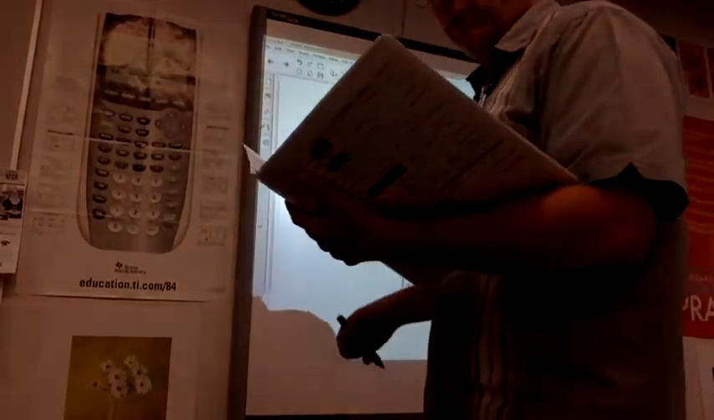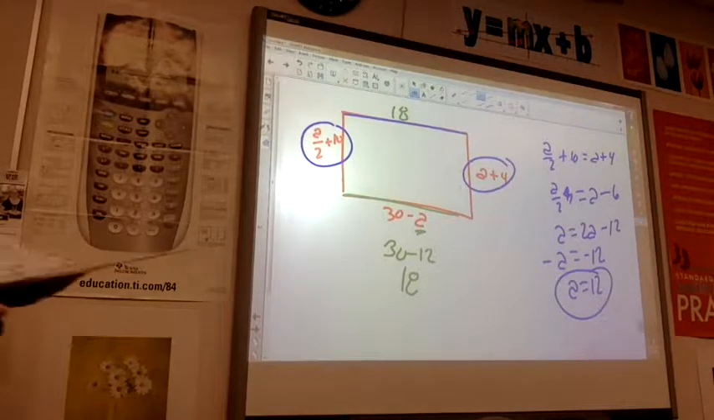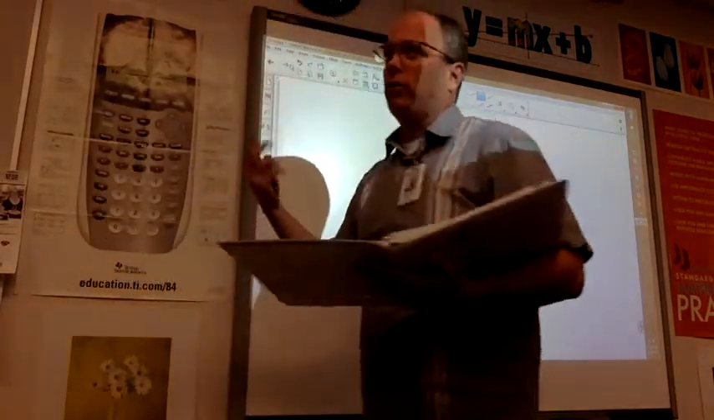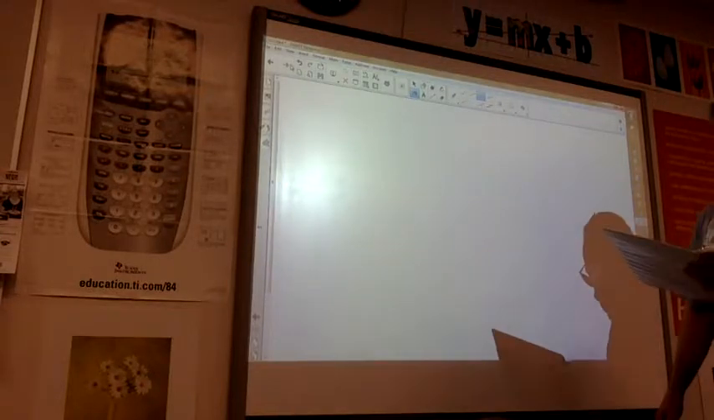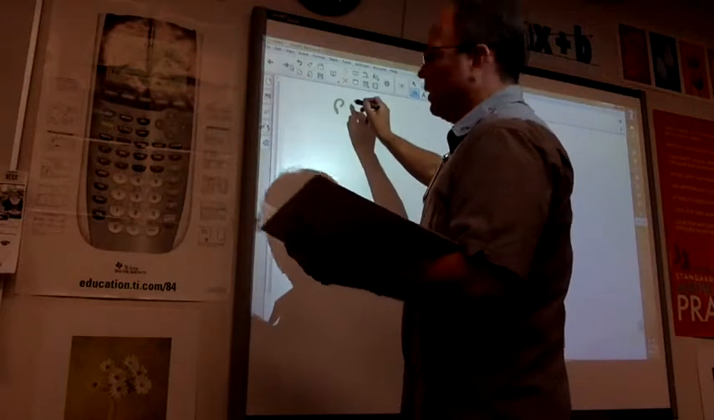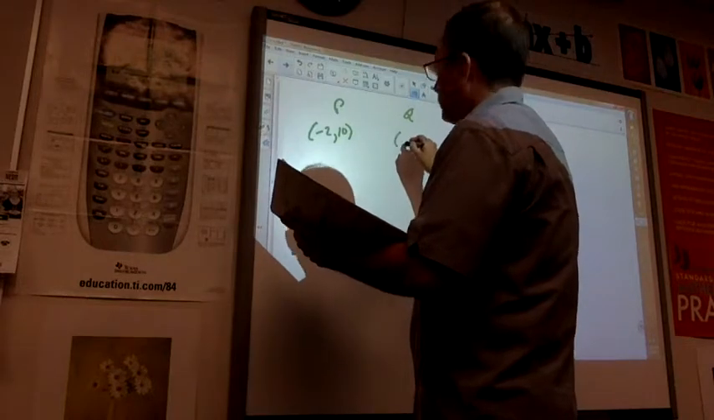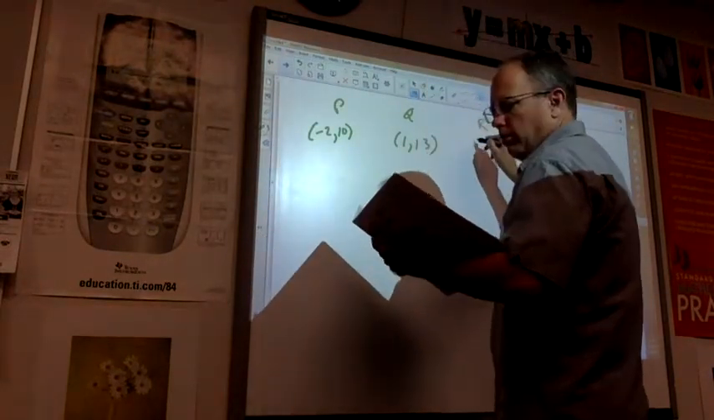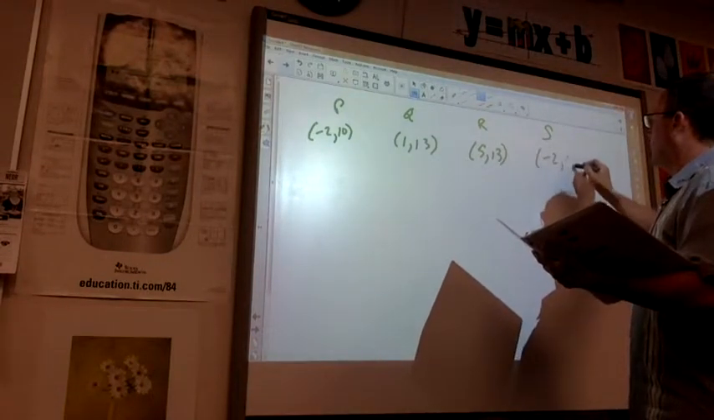Given PQRS, find the slopes of all four sides, find the lengths of both diagonals, and give the most precise classification for the quadrilateral. Okay, for the four-sided figures, those rules might be really good to write down, because if the diagonals are equal, it means something, if they're perpendicular, it means something, and the side lengths being the same. So we have P being negative 2, 10, Q being 1, 13, R being 5, 13, and then S being negative 2, 6.